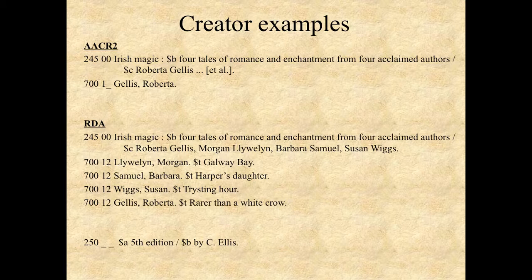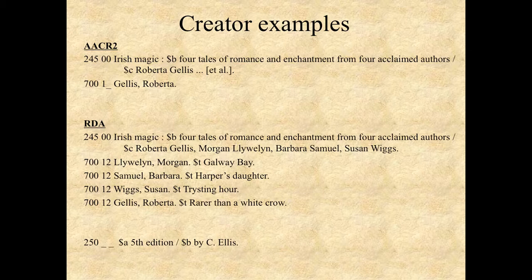For et alia, or and others, to indicate that yes, there were other ones, but we're not telling you who they are. Again, think of this as being sort of a remnant of card catalog days and that need for space. Of course, we're not cataloging for card catalogs anymore, so we don't really need to do that, and that's one of the changes that is, I think, pretty universally appreciated with RDA, is that now we can include all of them. So each of them in this case gets a 700 field as an author.